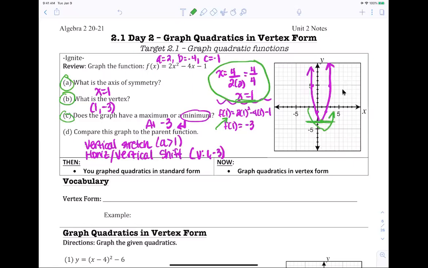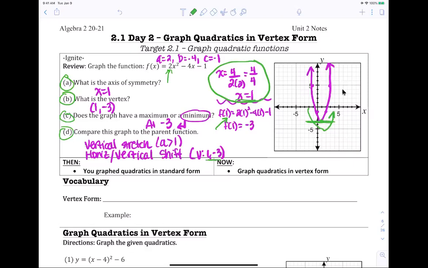And then last but not least, we have all of our different transformations. For this one, we have 3 specifically, because the a value, which has a 2 in front, is larger than 1, which means this graph is stretched. And because my vertex is at 1, negative 3, that moves from 0, 0, right 1, down 3, which means we have both shifts. We move right 1 and we move down 3, okay?